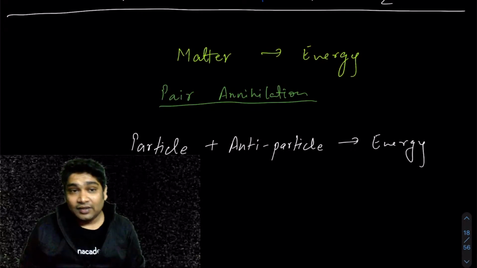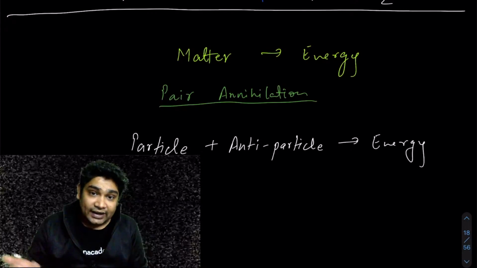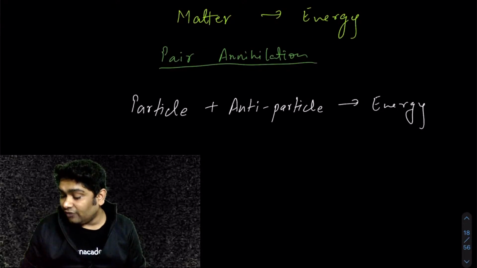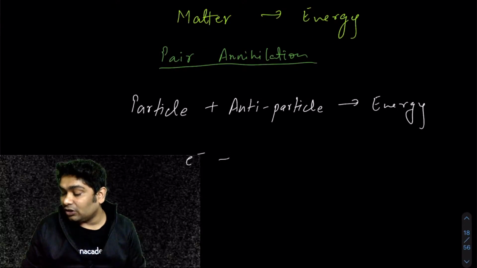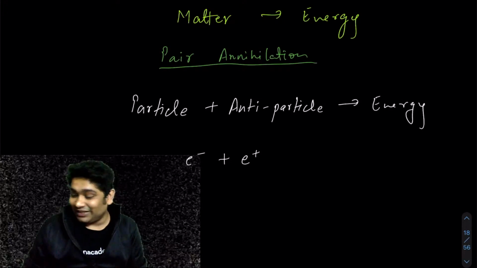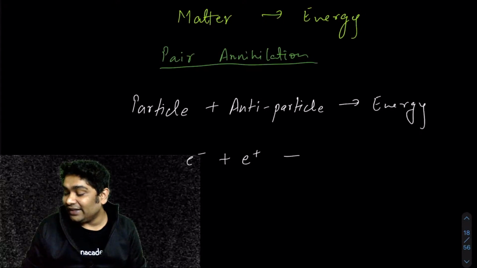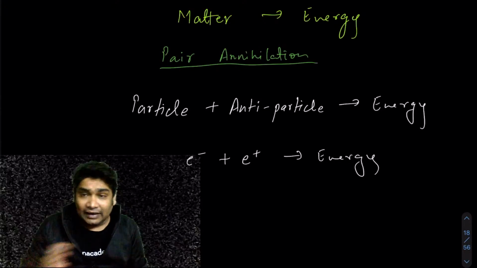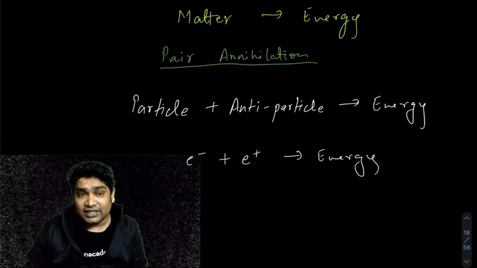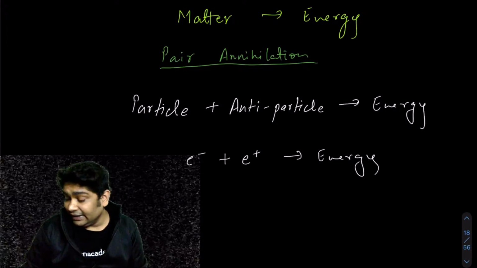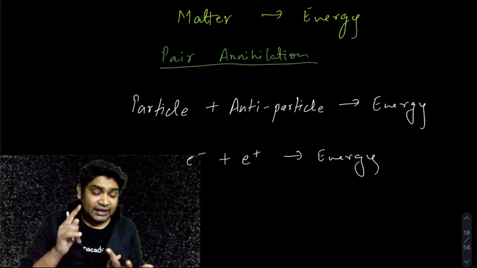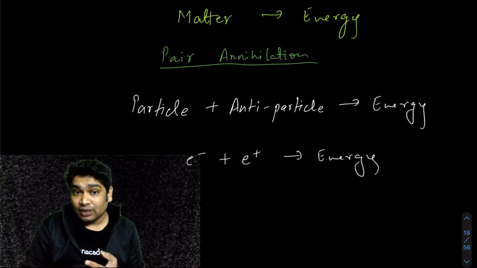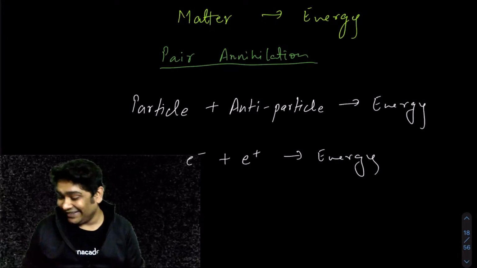So again, an electron by itself cannot get transformed into energy. It's actually a collision of an electron and a positron. This is the symbol of a positron, by the way. When these two collide, they convert into energy. So you realize in both ways, whether matter is getting transferred into energy or energy is getting transferred into matter, the net momentum, the net charge, the net angular momentum always remain conserved. Please note, net.